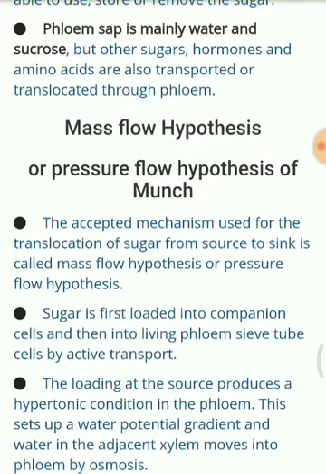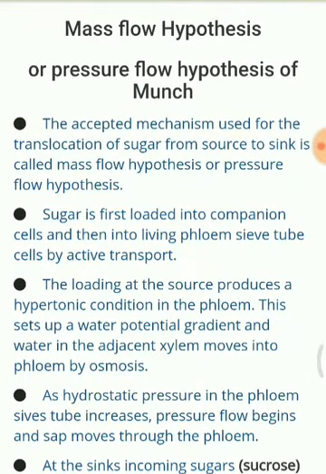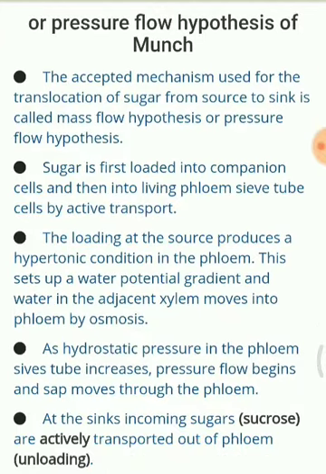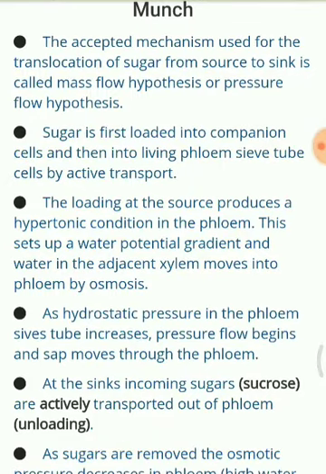Mass flow hypothesis, or pressure flow hypothesis, of Munch. The accepted mechanism for the translocation of sugar from source to sink is called the mass flow hypothesis or pressure flow hypothesis. Sugar is first loaded into companion cells and then into living phloem sieve tube cells by active transport. That loading at the source produces hypertonic conditions in the phloem. This sets up a water potential gradient, and water in the adjacent xylem moves into the phloem by osmosis.